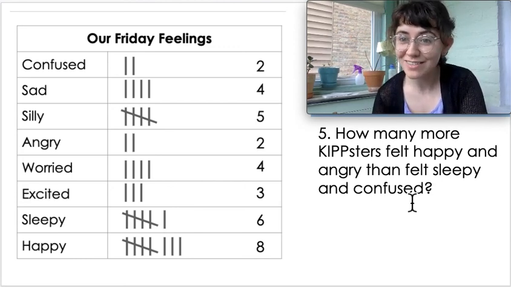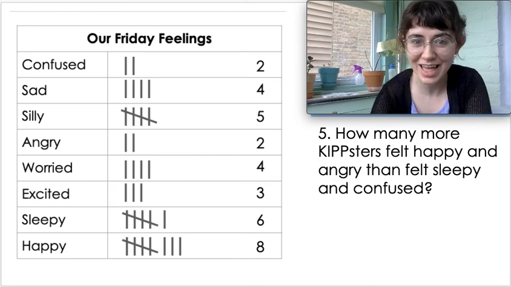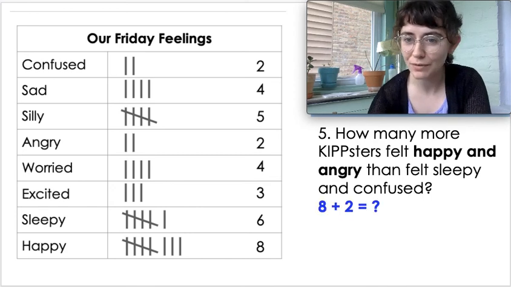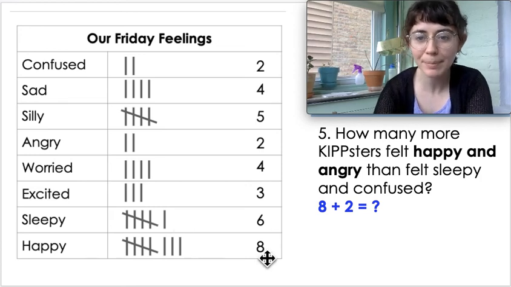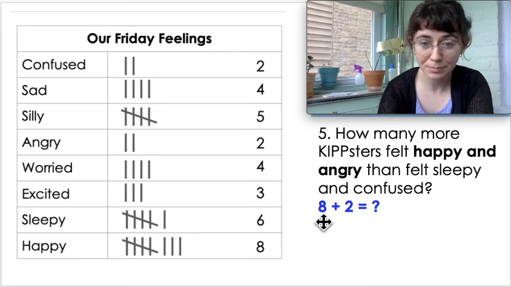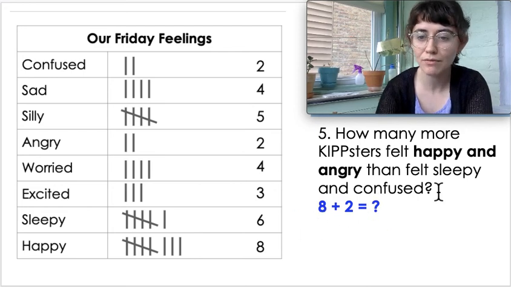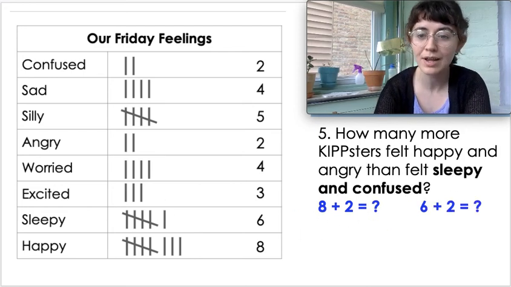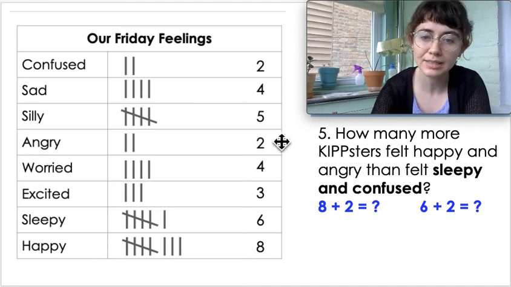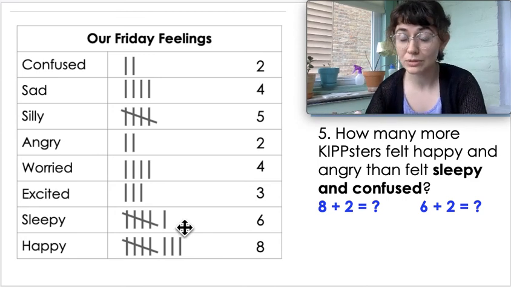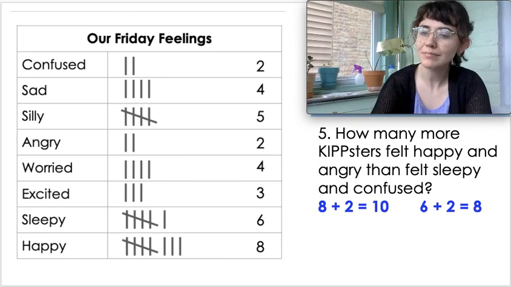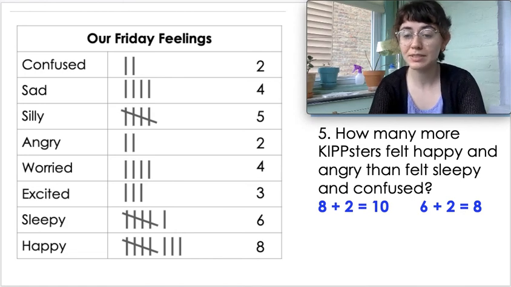So go ahead and write down those number sentences, find it out, and then I'm going to show you what I mean. So for happy and angry, I wrote down 8 plus 2 because there are 8 happy plus 2 angry. So I want to find out how many are in that group. 8 plus 2, and then for sleepy and confused, I wrote down 6 plus 2 because there is 6 sleepy and 2 confused. So that's just finding out how many are in those kind of groups. So 8 plus 2 is 10, and 6 plus 2 is 8.